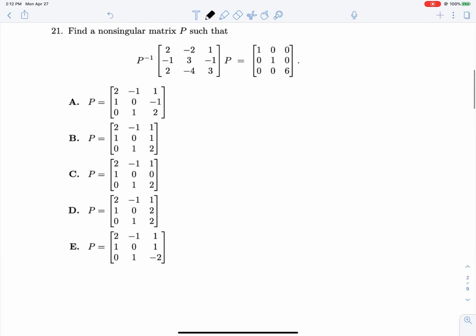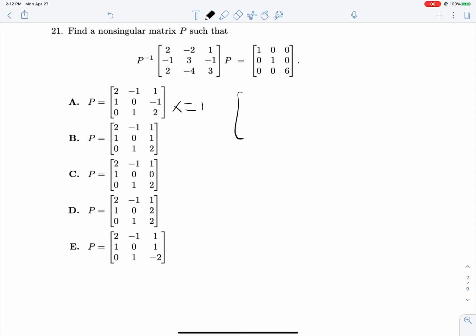Okay, moving on. 21, let's find a non-singular matrix P such that P inverse multiplied by that matrix multiplied by P is equal to that diagonal matrix. You could move these P's and P inverses over to the other side, and you would have things in a normal form for diagonalization. But really all we are doing is finding the eigenvectors of this matrix, and we're very nicely given our 3 eigenvalues encoded in this diagonal matrix, which makes our lives a lot easier.